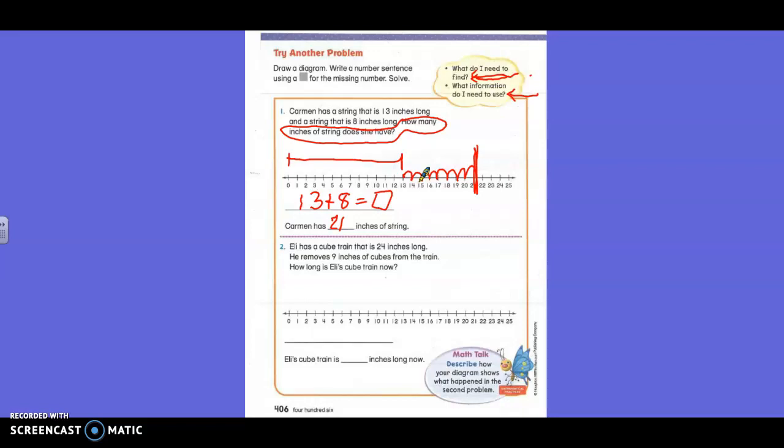Yep. Put a line above the 0. Above the 0. Then what? All the way to 24. Go all the way to 24. And then what? And then what? Put another line. Okay. Then what are we going to do after that?